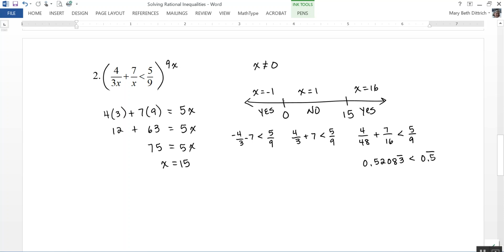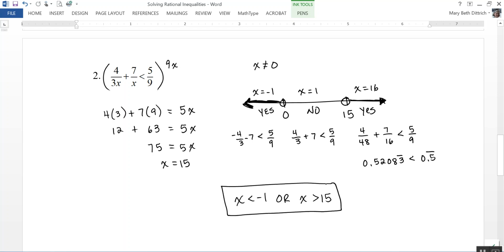So my intervals are going to be this here, kind of like drawing it on the number line, and this interval here. So then writing that, that's going to be x is less than -1, and again, this is also an or. X is greater than 15.